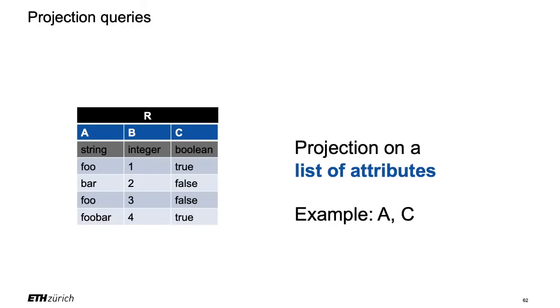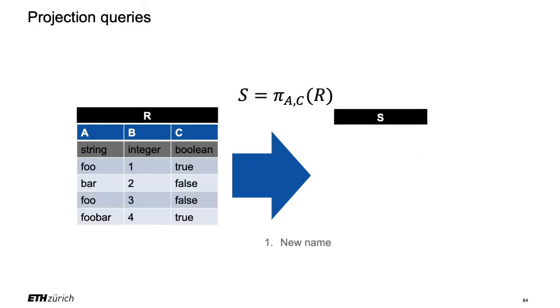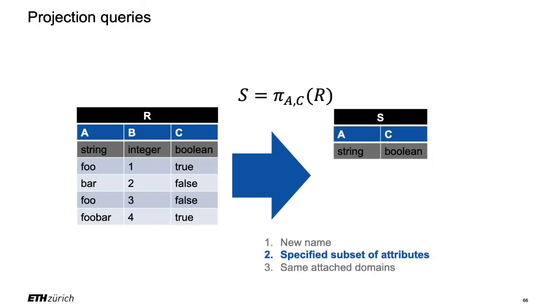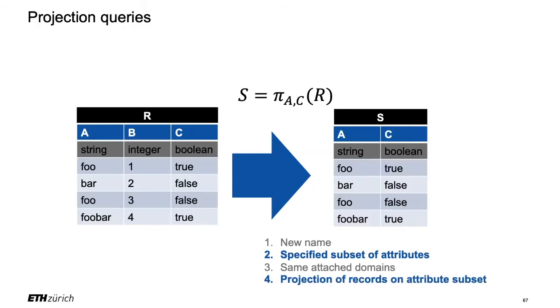Yes, exactly. So string and Boolean, right? So exactly, the domains do not change. And what about the records? How many records in the projection? 4 records. And what do they contain, these records? The same information as A and C. So in that case, indeed, new name, specified subset of attributes, A and C, the attached domain, the same ones, and the projection of the records on the attribute subset.